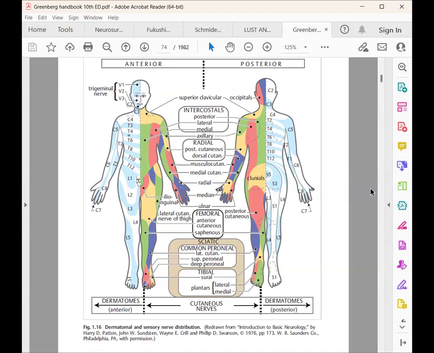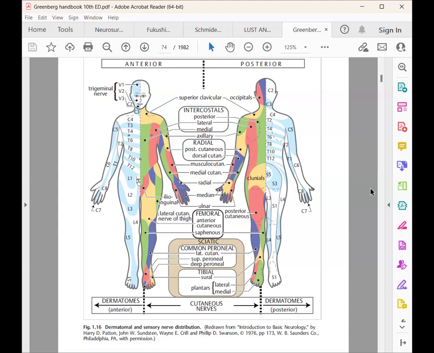That side is supplied by the tibial nerve. The tibial nerve has sural branches, which supply that part of S1, and it has plantars also, medial and lateral plantar. So on the plantar surface, the base of the foot, you can see you have two divisions. One is the medial and the lateral plantar.